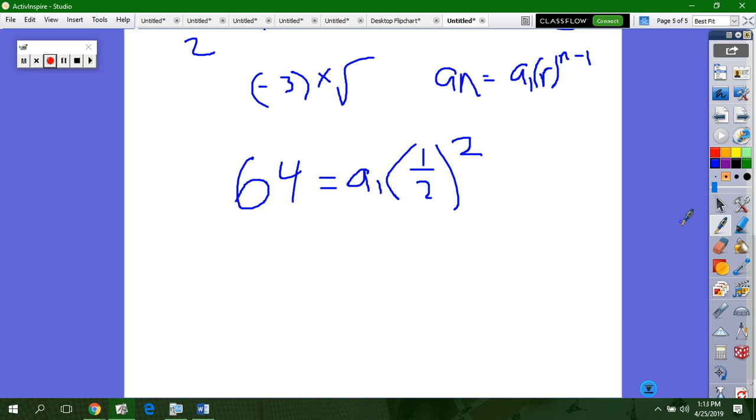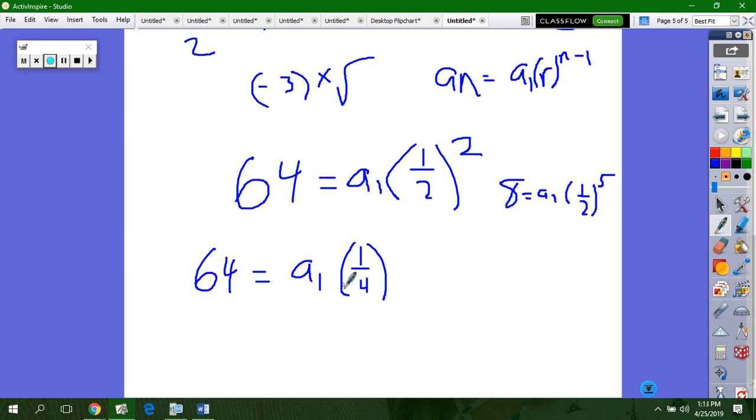Could I use the 6th one? If that was the case, you'd go 8 equals a sub 1 times 1/2 to the 5th. And I'll show you, I'll get the same result. So what is 1/2 to the 2nd power? Anyone? 1/4.